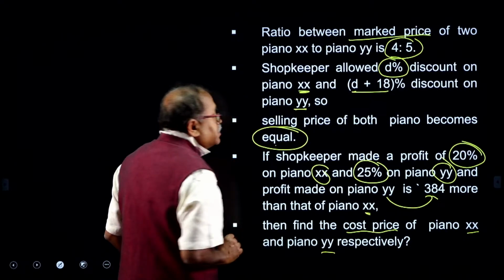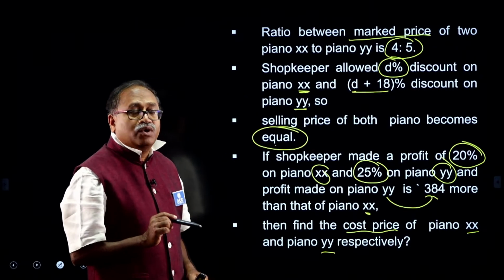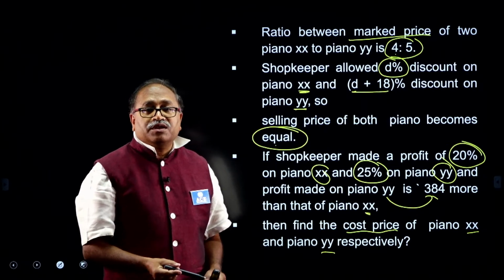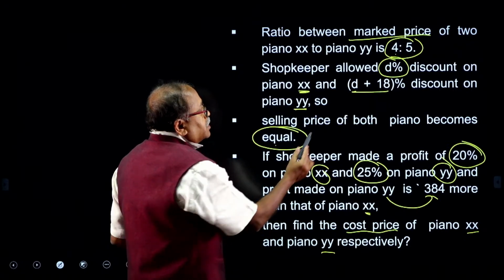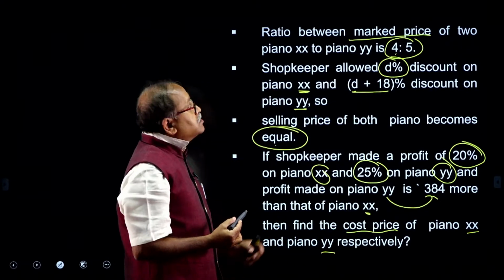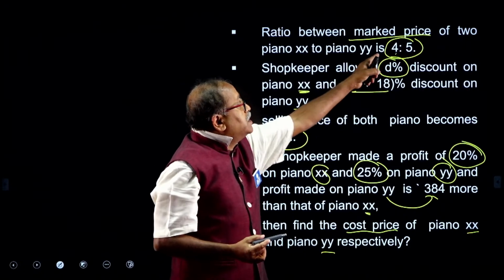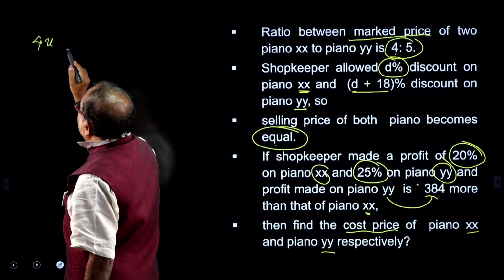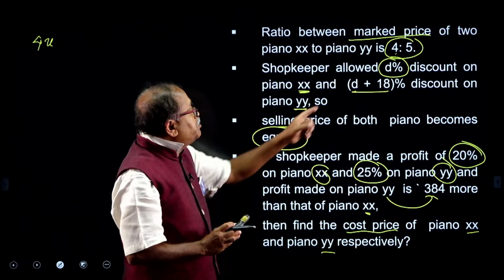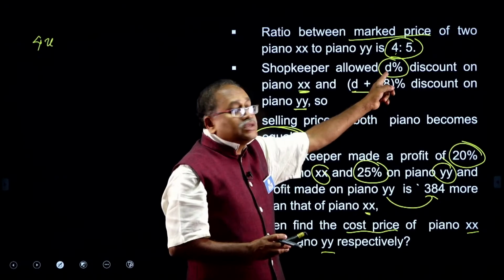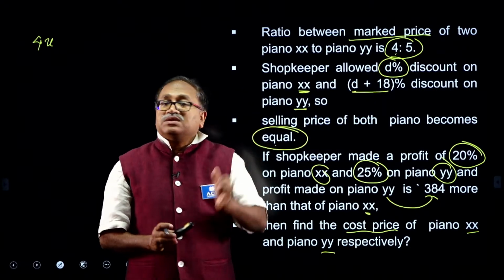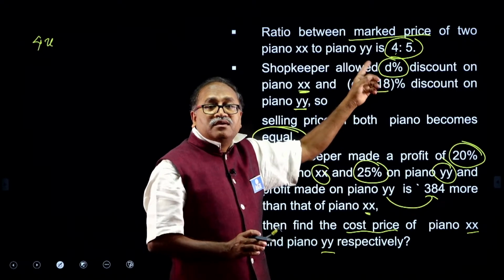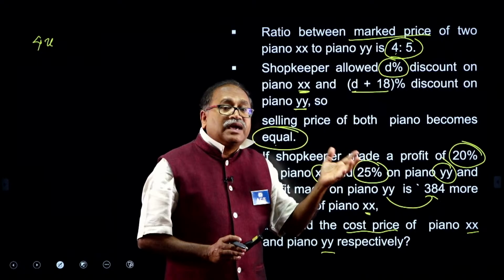I will use this: selling price is equal, and what I know is the mark price over here. From the mark price, if you take out the discount, you are getting the selling price. So, what I will do here is, let us consider this mark price is 4x, the first one XX, that is 4x and this is 5x. So, here I start, that is 4x, and as discount D percentage is there, what you do, if the discount is 10%, then 100 minus 10, you will be taking 90% of the mark price. If the discount is 20%, then what percentage of the mark price will you take as a selling price?